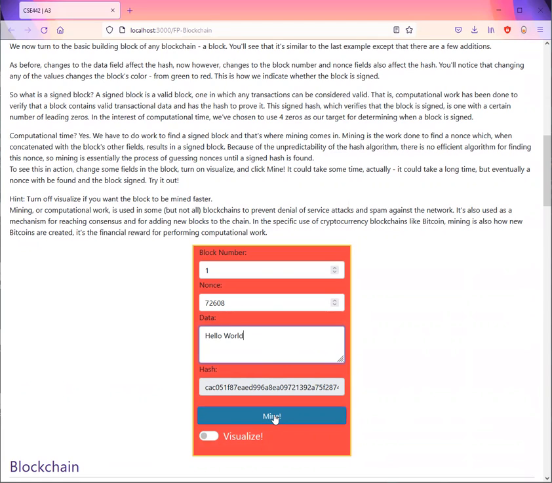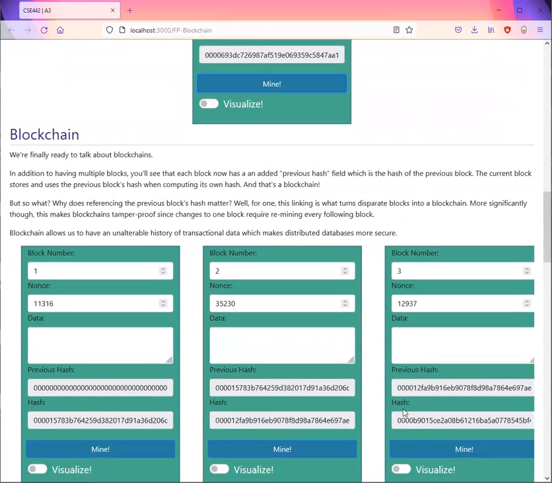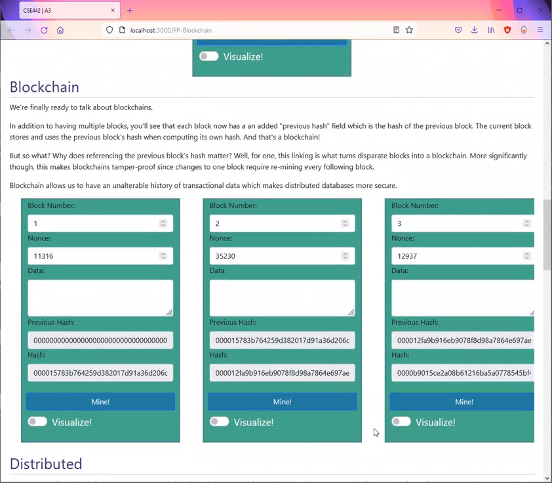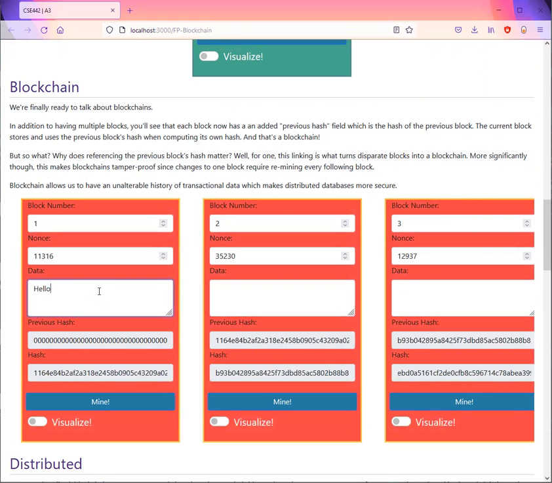And that's what mining is. Mining is the computational work to find a nonce that produces a valid block. A blockchain, then, is a series of blocks connected by their hashes. Changing one hash affects all the following blocks. And by this means, blockchains resist tampering because altering a block invalidates the rest of the chain, which is computationally expensive to remine.